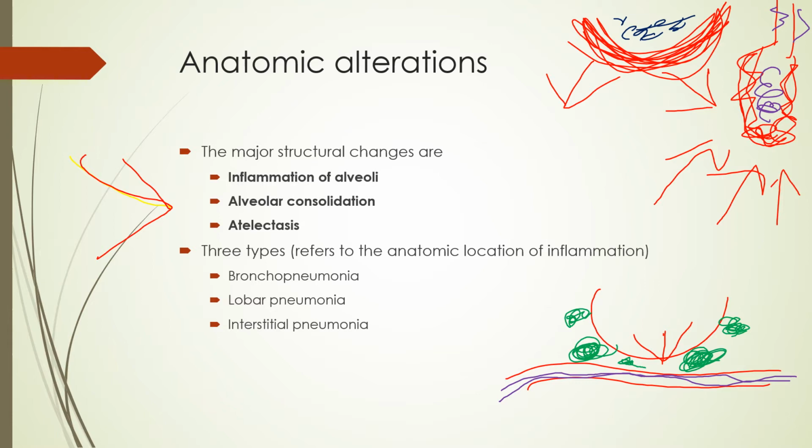All right, there are three types or three subcategories of pneumonia. You have your bronchopneumonia, your lobar pneumonia, and your interstitial pneumonia, and that's what we'll go into next.